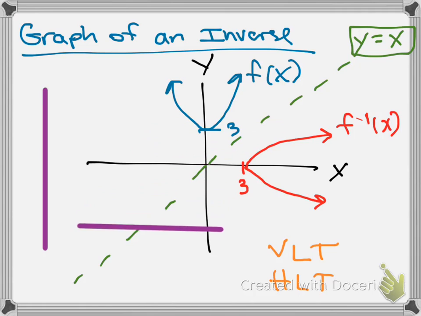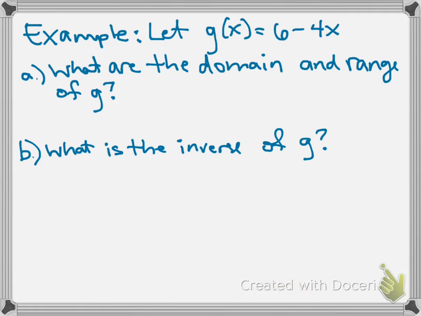So again, to test whether the inverse of a function is itself a function, you can either use the vertical line test on the graph of the inverse, or you can use the horizontal line test on the original function. So I've got a few more examples to do with you all.